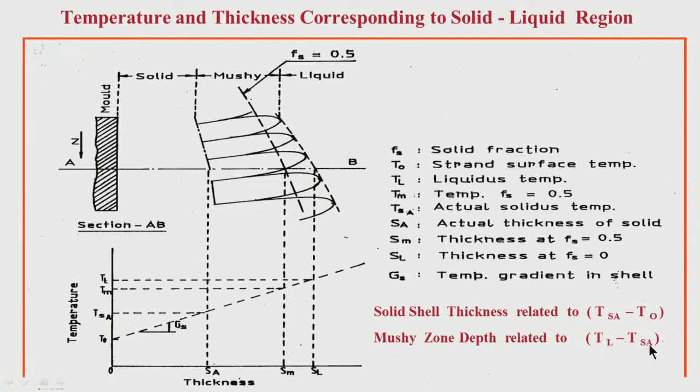TSA decreasing means this depth is increasing; TSA decreasing means the difference between TSA and T0, the surface temperature of the solid, is decreasing. So, the solid shell thickness is decreasing and the marshy zone depth is increasing because of segregation. We have to remember its impact on quality.